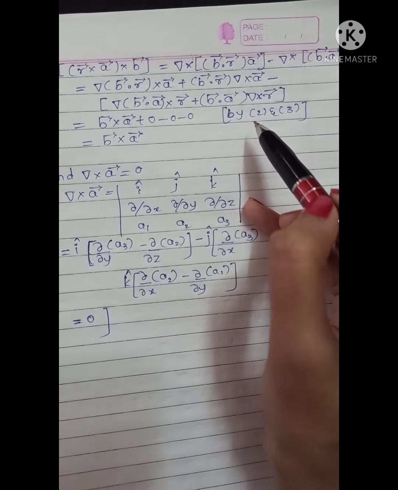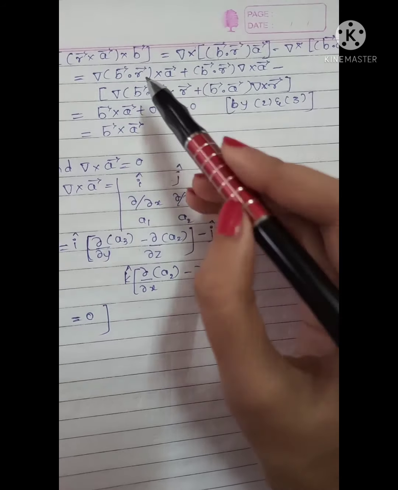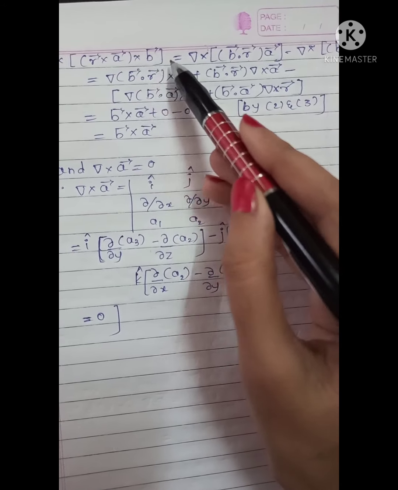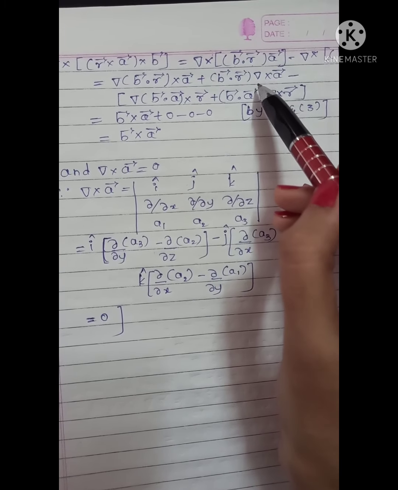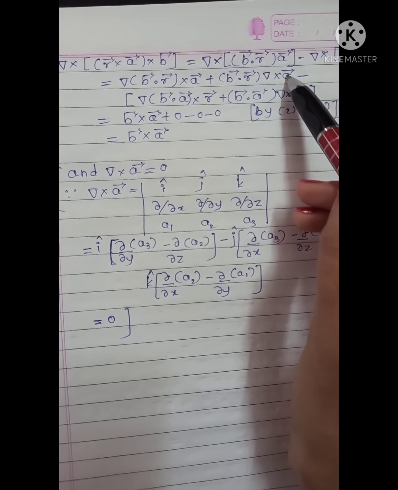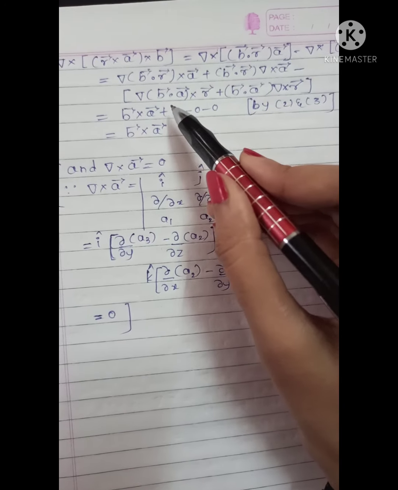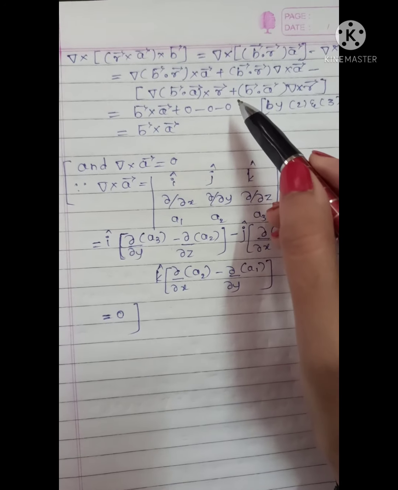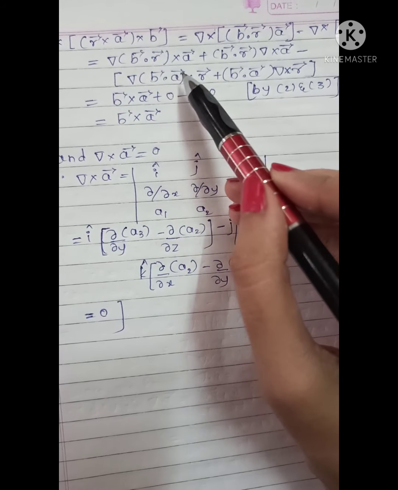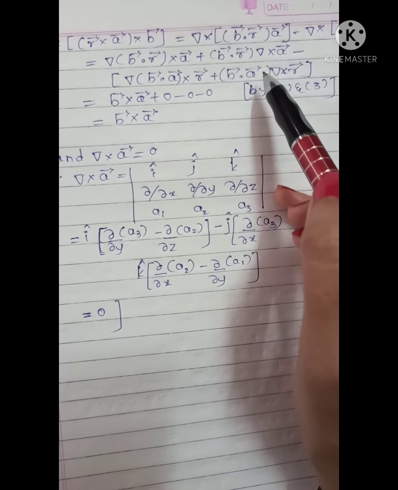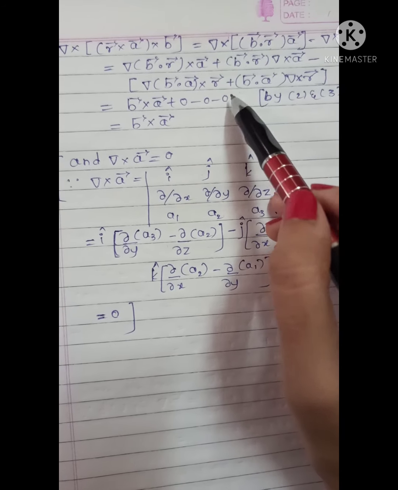Again by using equation number 2 and 3 we can write, we know that del of b dot r value is b cross a as it is, and cross product of del and vector a, its value is 0. 0 into anything is 0, therefore the second term is 0, minus del of b dot a, its value is 0, and we know that del of b dot a is equal to b dot a into del, therefore again the value of the fourth term is 0.